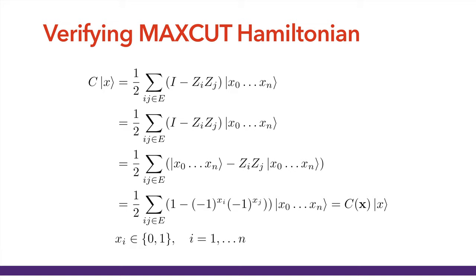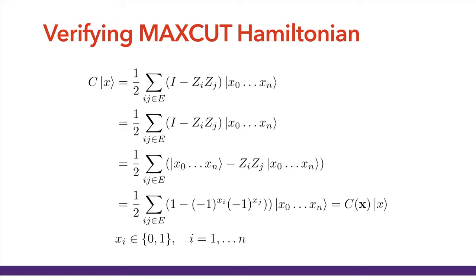So C applied to |x⟩ is equal to 1/2 sum over edges, identity minus Z_i Z_j. Now identity does nothing, so we can move it out and leave |x⟩ minus Z_i Z_j |x⟩, and then Z_i Z_j |x⟩, as I've shown you, adds a factor of (-1)^(x_i) (-1)^(x_j). And this is exactly the value of our objective function on binary string x. And so this concludes the demonstration that this Hamiltonian, 1/2 sum over edges, identity minus Z_i Z_j, is the correct Hamiltonian to faithfully represent our objective function.